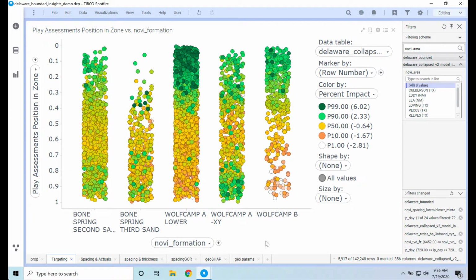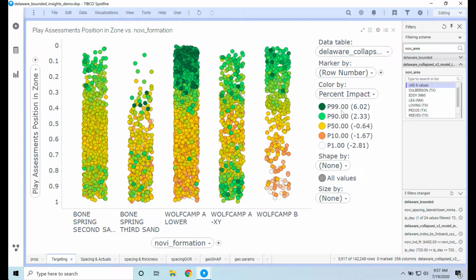Let me show you another version of that. Here we have position in zone on the y-axis. So we go from 1, meaning it was drilled at the bottom of the zone, up to 0, meaning it was drilled at the top of the zone, for each of the 5 main formations in the basin on the x-axis. So these wells down here were drilled at the bottom of the AXY. These wells here were drilled at the top of the A lower. And again, I'm coloring the dots, or the wells, by the Shapley value. This is the Shapley value of the position in zone, essentially of the target.